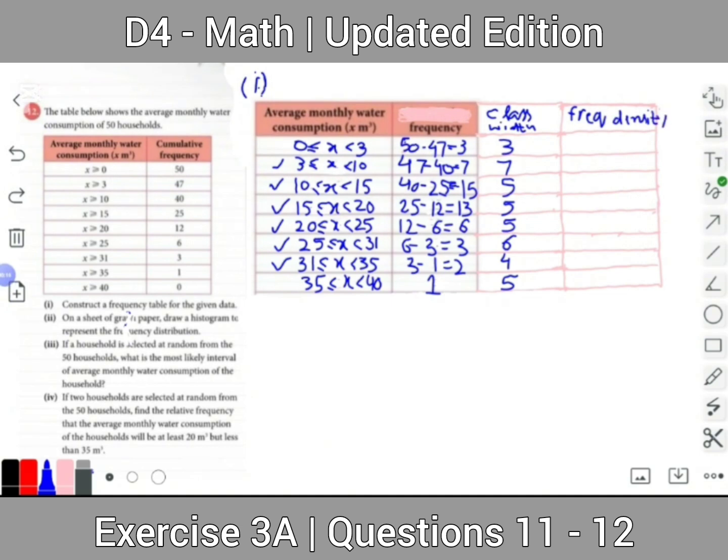We can find out frequency density by dividing the frequency by the class width. So 3 divided by 3 is equal to 1. 7 divided by 7 is equal to 1. 15 divided by 5 is equal to 3. 13 divided by 5 is equal to 2.6. 6 divided by 5 is equal to 1.2.